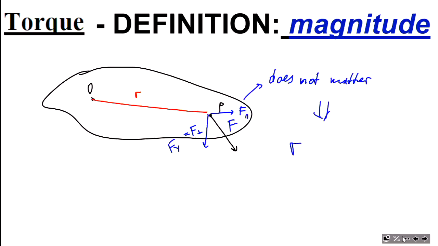If we multiply these numbers, this product is defined as the torque of this force acting on the object relative to that axis. This is a full statement, full definition. Torque of that force acting on this object at this point relative to that axis. Done. That's how we calculate magnitude.